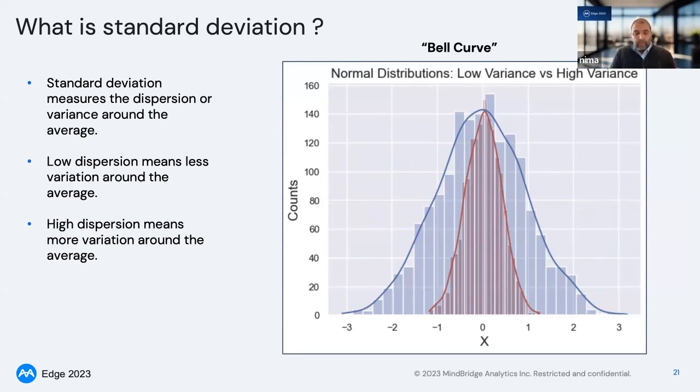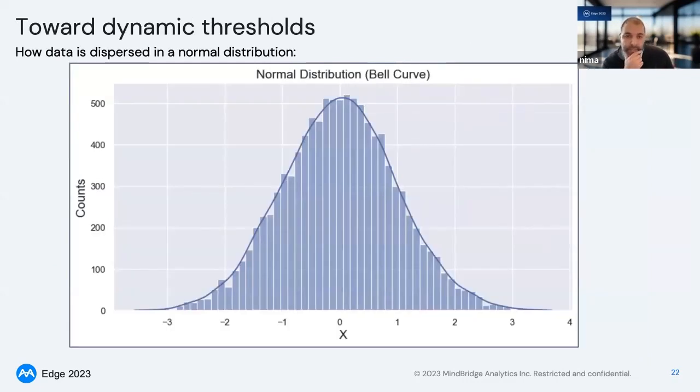For normal or bell-shaped distributions, as soon as you know what the population average is and what the variation or the standard deviation is around that average, that completely characterizes a bell-shaped distribution. And so you can extract a lot of information out of it. This is sometimes used as guidance or motivation on building dynamic thresholds. So on the next slide, we have a typical normal distribution.